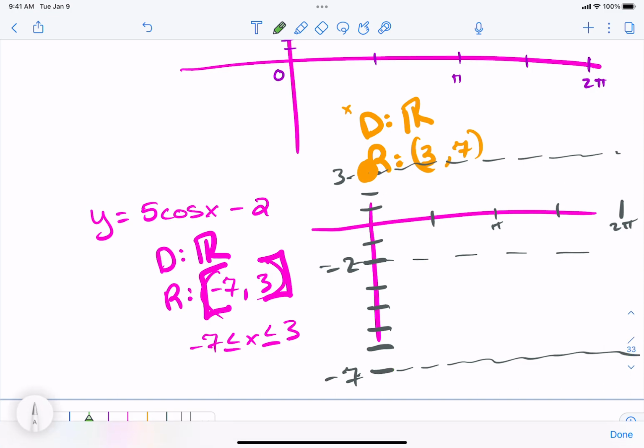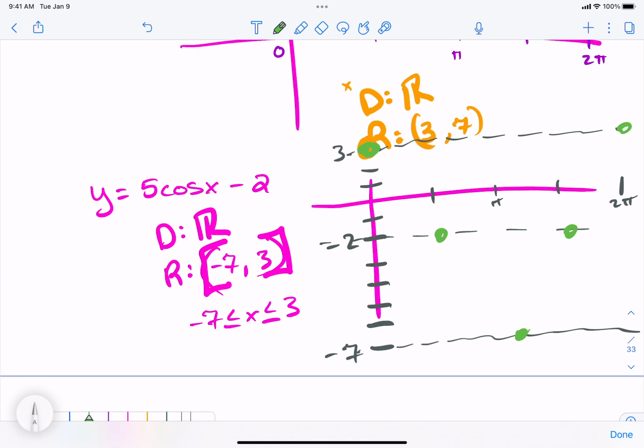What would the domain and range be if it was 5 sine of x minus 2? Domain's actually always this way. Jayla had a really good question. She said, what would the domain and range be if this was sine instead of cosine?